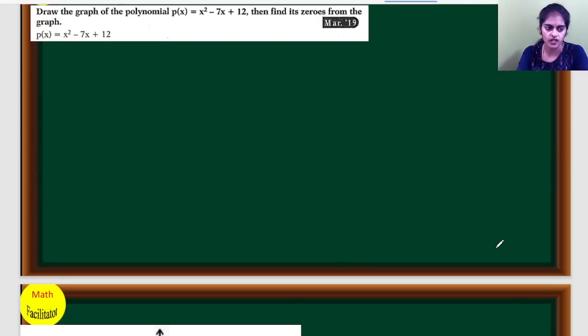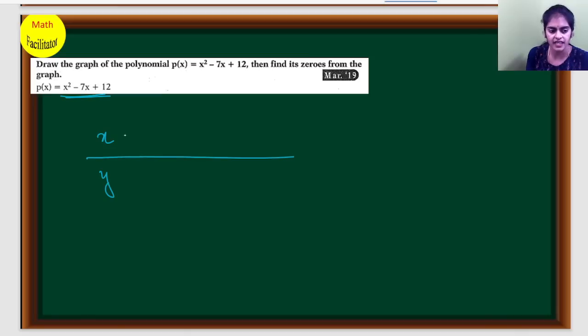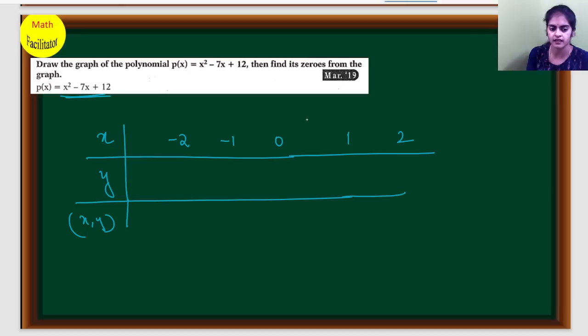Now see the second question. Draw the graph of the polynomial x square minus 7x plus 12. Find the zeros from the graph. So the polynomial given is x square minus 7x plus 12. So now let me do the second method. In the second method, I'll just take x and y values, and I'll try to frame x, comma, y. So here randomly I'll take the values minus 2, minus 1, 0, 1 and 2. So randomly 5 values I'm taking. Okay, so 1 neutral, which is 0, and 2 negative and 2 positive.